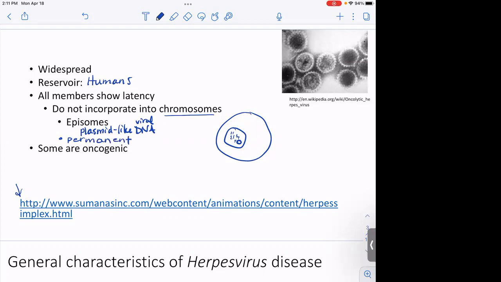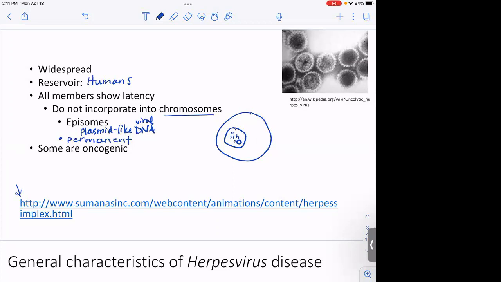Okay, so the crux of that is, once we have a herpes virus infection, and unless our immune system fights it off from the get-go, they are going to be permanent in our cells, and we don't have a cure for that. Okay, so we might have some medications that help a little bit, but we don't have a cure. All right, and some herpes virus can be oncogenic. Okay, so there are a few of them that have the possibility of causing cancer.